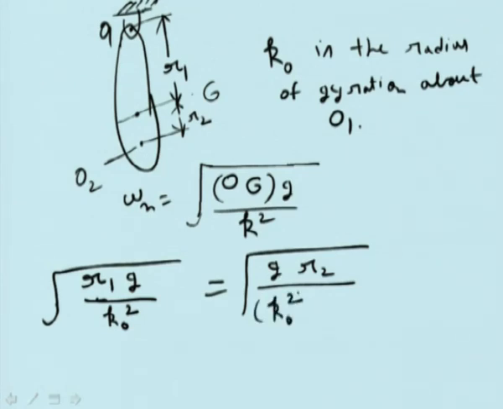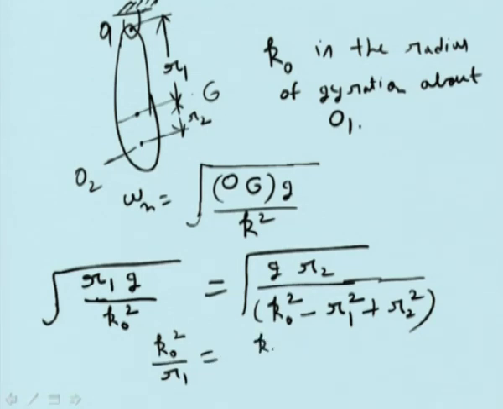Now I am suspending about O2. So therefore this will be K0 square minus R1 square plus R2 square, because the radius of gyration about G is K0 square minus R1 square, and I am adding R2 square, because I have to find the radius of gyration about this point. So we get a relation: K0 square by R1 must be equal to K0 square minus R1 square plus R2 square, divided by R2.